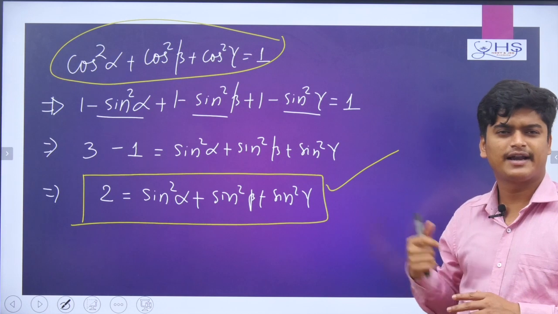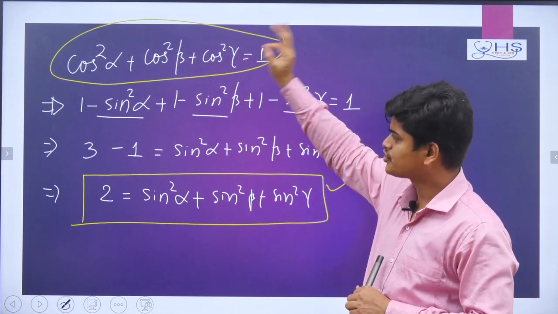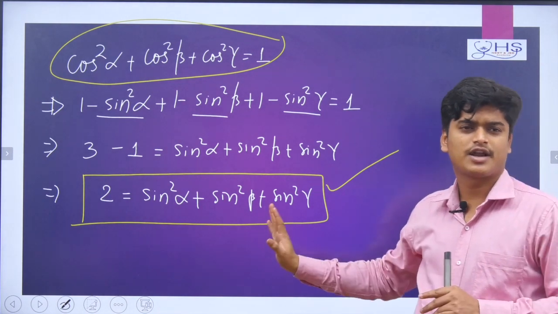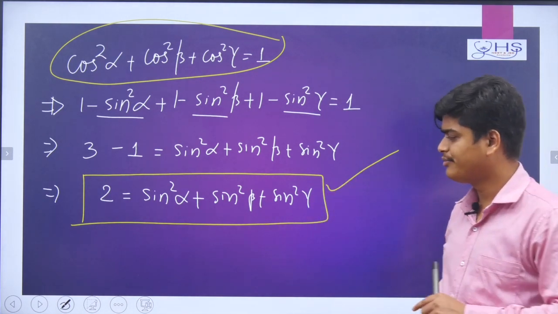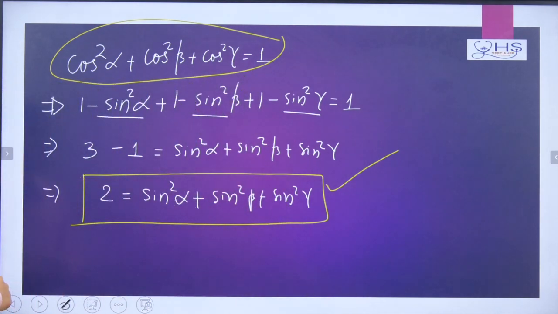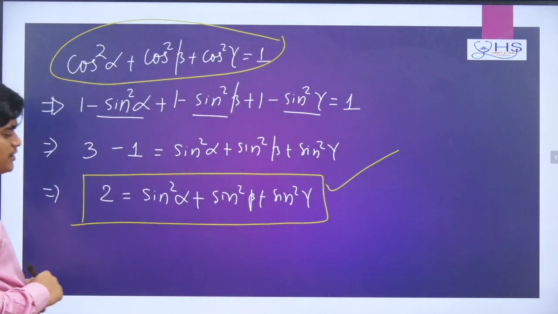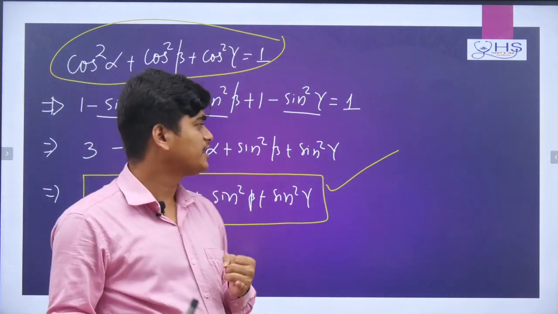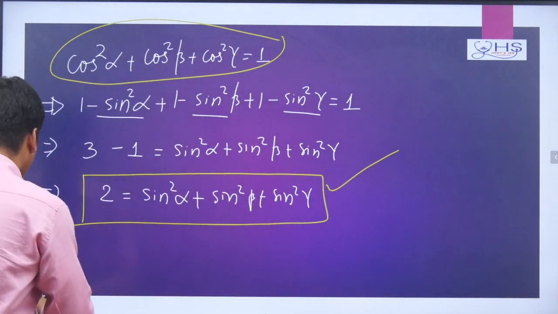So, you must remember, if you are asked directly for the answer, cos square alpha plus cos square beta plus cos square gamma will be 1, and sin square alpha plus sin square beta plus sin square gamma will be 2. Okay. Now, we will move to the questions. We will try to understand many questions based on vectors. Vector addition, subtraction and multiplication we have already completed. Come to the questions.